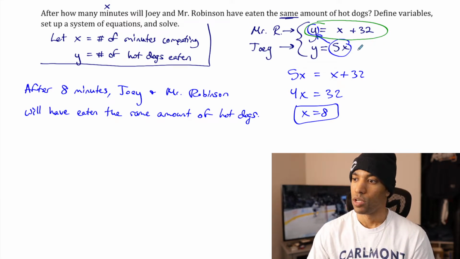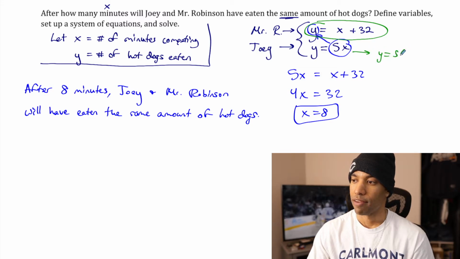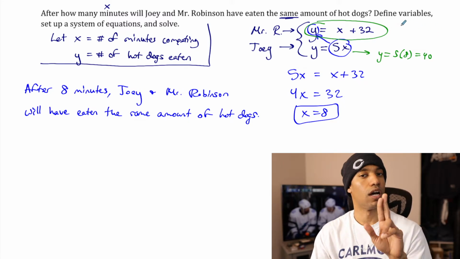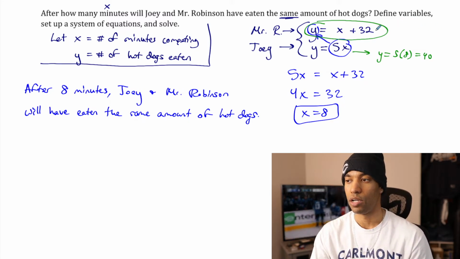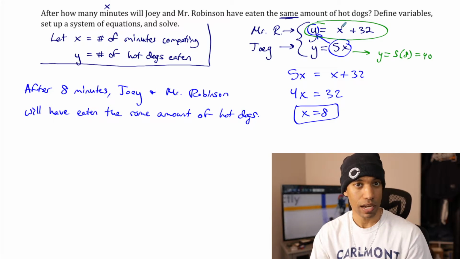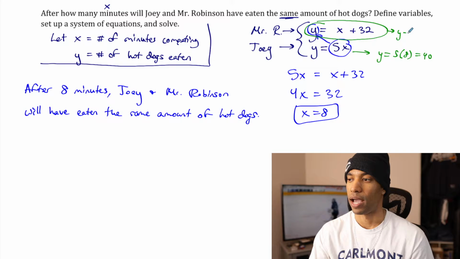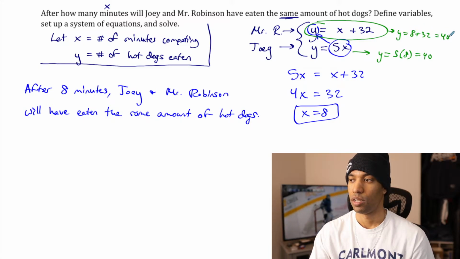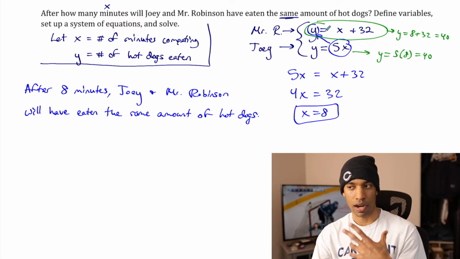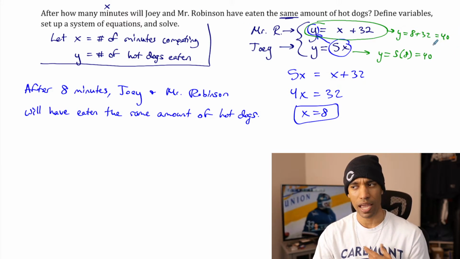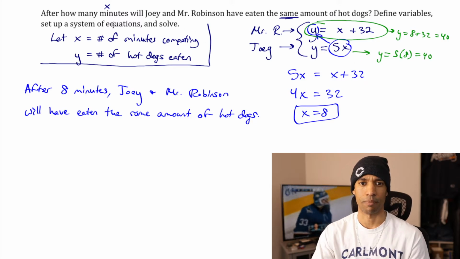Y equals 5 times 8, that equals 40. Would Mr. Robinson have eaten 40 hot dogs after 8 minutes? Assuming he's already eaten 32 to start. 32 plus 8, right? 1 hot dog a minute. 8 minutes have gone by. So Y is 8 plus 32, which is 40. So there's that tangibility there. Having the word problems really makes sense of what it is that's happening in the answer. And yeah, we each ate 40 hot dogs at that time.